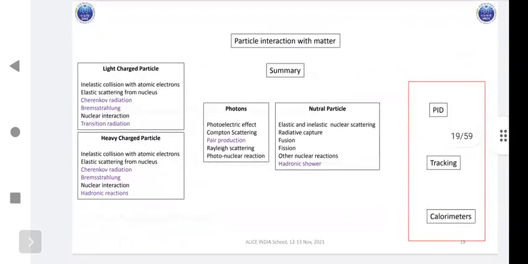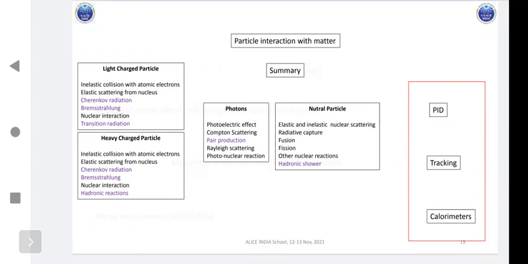Just before going to other things, the very important thing to build a detector is how the particles you want to detect will interact with matter. Okay. For light and charged particles, the most important processes for the high energy sector are Cherenkov radiation, Bremsstrahlung, transition radiation, and hadron scattering. These are the very specific types of interactions which are used to detect them.